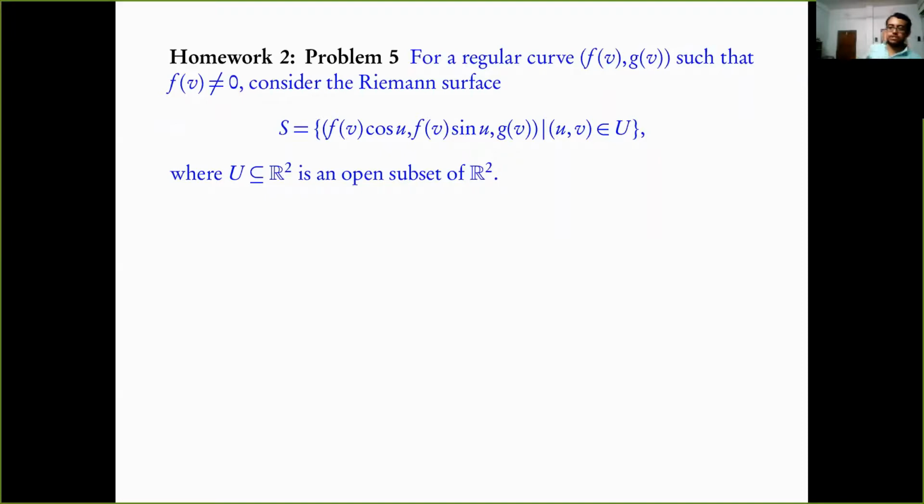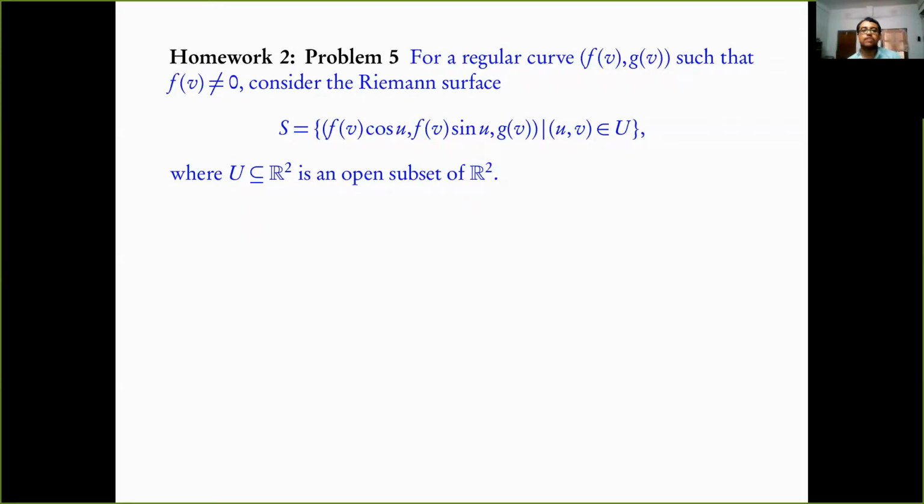Okay. So just a second. All right. So we start with a regular curve. We assume that f of v is non-zero. So we have drawn this picture in the class in the notes. So if you take the surface, which essentially looks like a surface of revolution, right? So it's basically f of v cosine u, f of v sine u, g of v. So g of v is the height, f of v is the radius. So you fix a plane at height g of v. On that plane, you're drawing a circle of radius f of v. And then the stack of circles as g of v moves is the surface. Right?